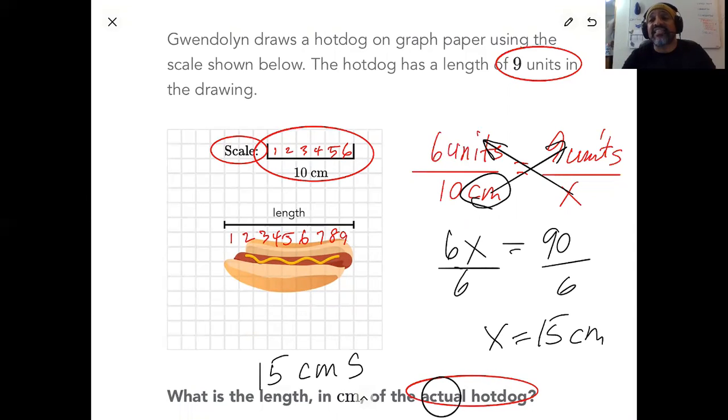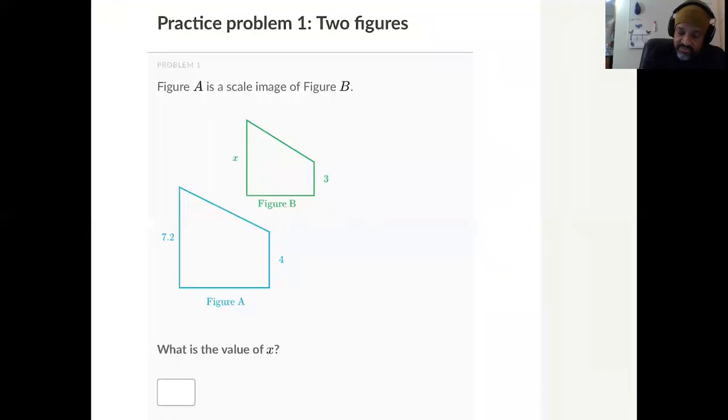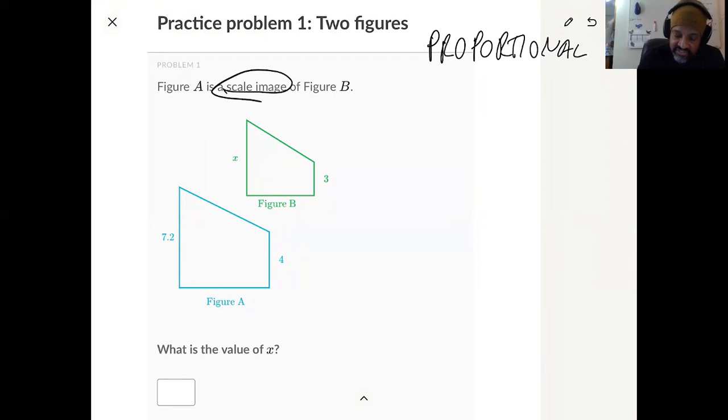Okay, that's the assignment for this week. Set up your proportion because scale drawings are always proportional. Set up your proportion, solve for the unknown. I got one more. All right, we have a figure here. It says it's got a scale drawing. So it means that these figures are proportional. So let's set up a proportion and solve it.